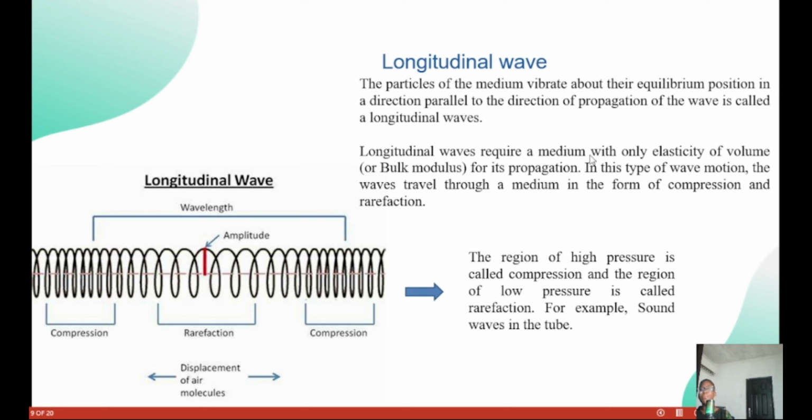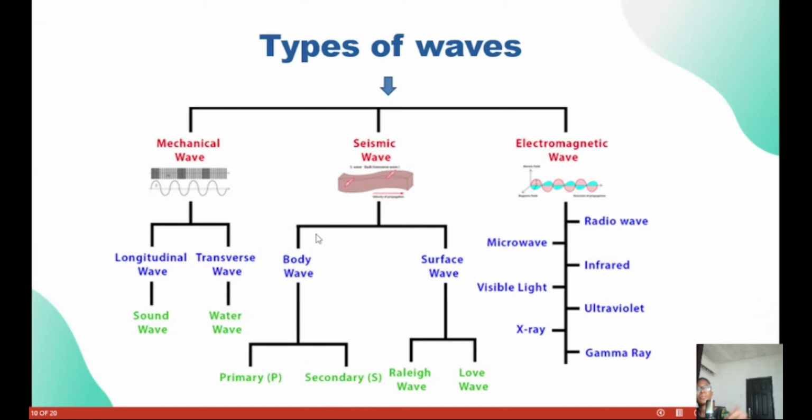Longitudinal waves require a medium which has elasticity of volume, or bulk modulus, for its propagation. In this type of wave motion, the wave travels through a medium in the form of compression and rarefaction. So these points where it looks as if they are squeezed together are called the compression, and this other part is called the rarefaction. The region of high pressure is called the compression, that is this part, while the region of low pressure is called the rarefaction. Can you see now that the air molecules are moving in this direction and the wave also is moving in this direction?